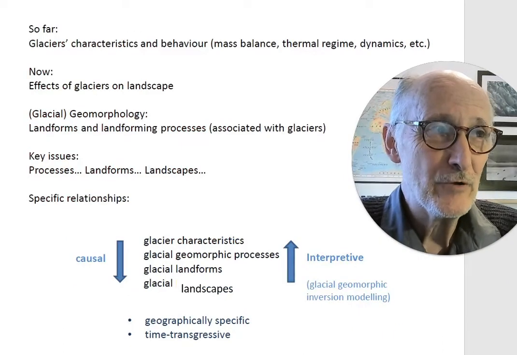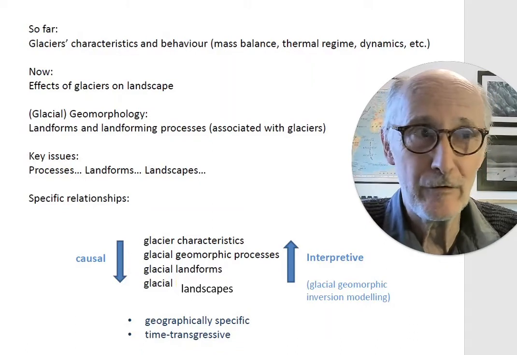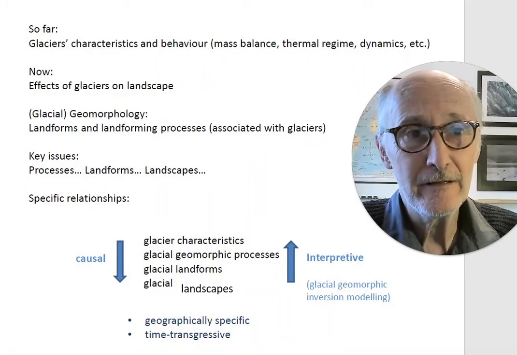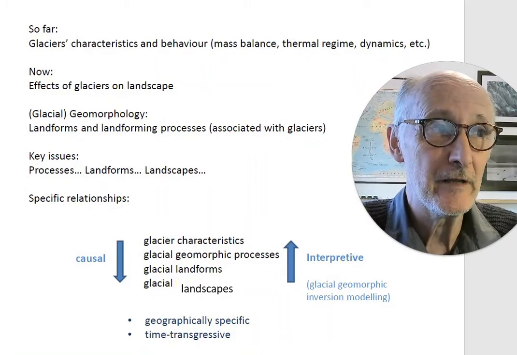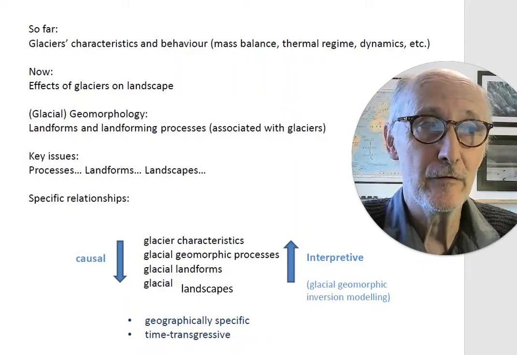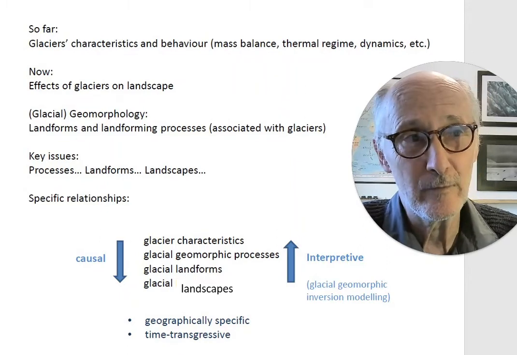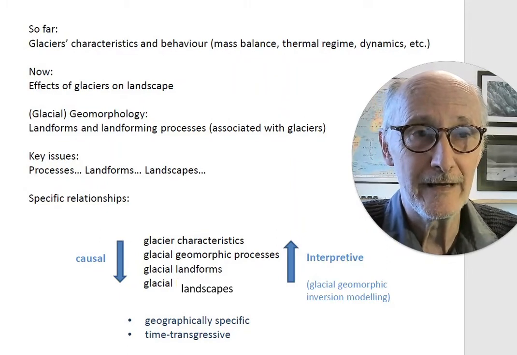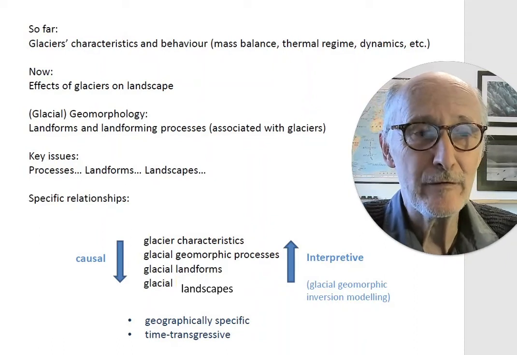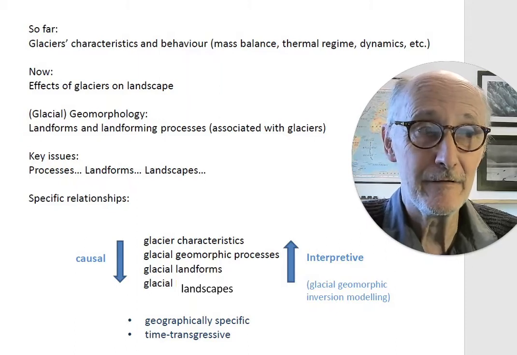So previously in this module we've been talking about the characteristics and behaviour of glaciers, and we've covered all those topics like mass balance, thermal regime, dynamics and so on. In this final third of the module we're going to talk specifically about the effects of glaciers on landscape. So geomorphology is our focus, specifically glacial geomorphology, in other words the landforms and the landforming processes associated with glaciers. So we're interested in glacial environments, the geomorphic processes associated with them, the landforms and landscapes that they create.